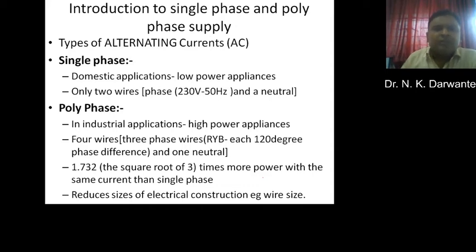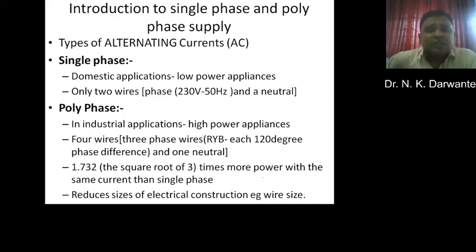The domestic single phase supply is specifically used for domestic application. Domestic application means our household application, for giving the supply to the television, the fan, the tube light, whatever supply we are giving, that is single phase. And normally in India, the single phase supply is 230 volt 50 hertz, but in USA the supply is different. USA is using 110 volt and 60 hertz, okay, along with the neutral.